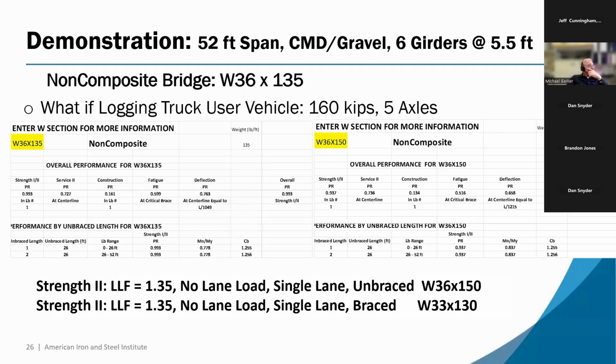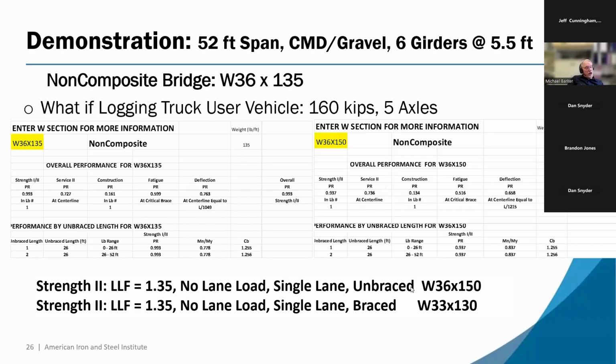Then the last one for this example, this 52-foot span corrugated metal deck gravel riding surface, is what if I use a logging truck? What if I have a logging truck requirement? Now, I didn't show the logging truck here, but we know they're heavy, 160 kips. We know they have lots of axles. And on the left is the original, and on the right is if we have the logging truck. And at the bottom, I have two cases. One is that logging truck is going to be on the bridge by itself. So I'm going to call it a strength 2 limit state, which means my live load factor is not 1.75, it's 1.35. No lane load, single lane distribution factors.